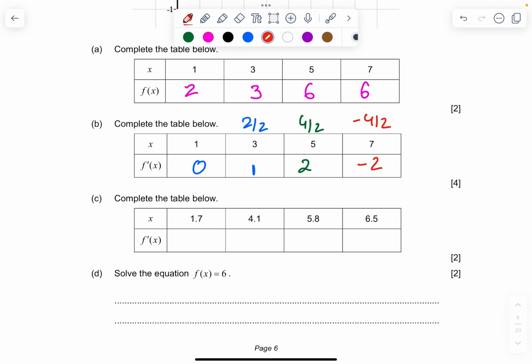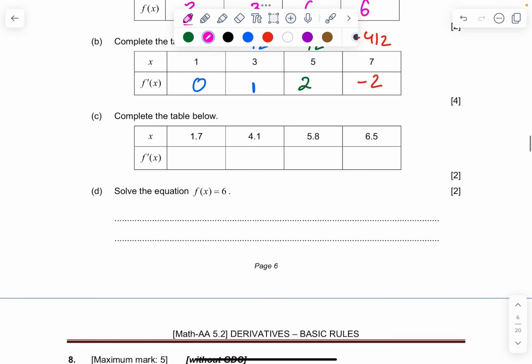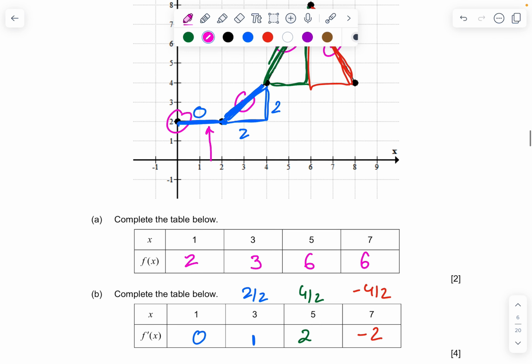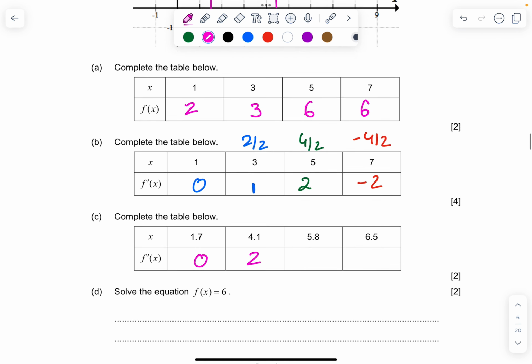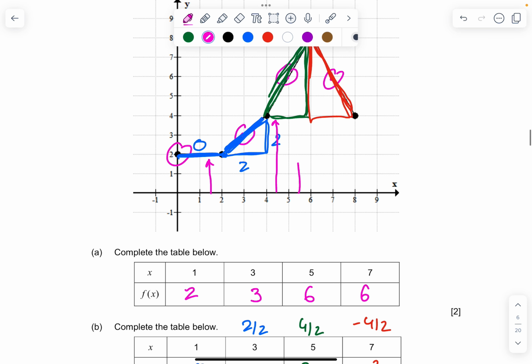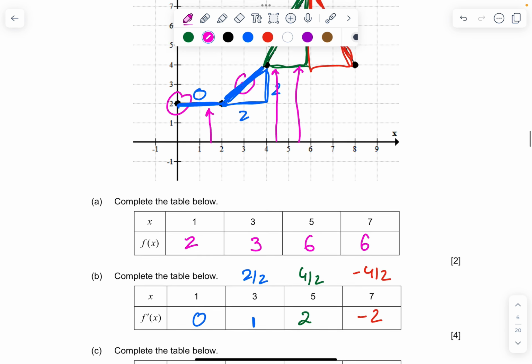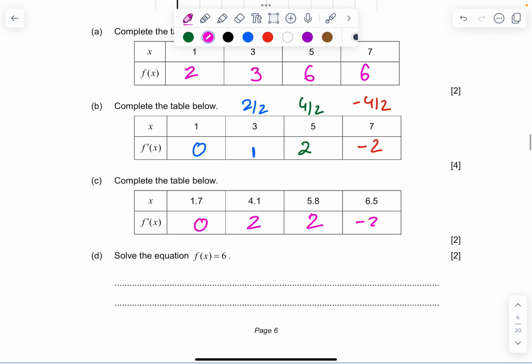Complete the table. At 1.7, 1.7 is over here. So it's going to be 0. 4.1. 4.1 is over here, so which is going to be 2. 5.8. 5.8 is over here, which is also 2. And 6.5. 6.5 is over here, so which is minus 2.